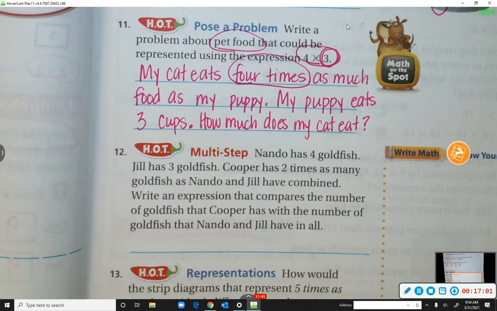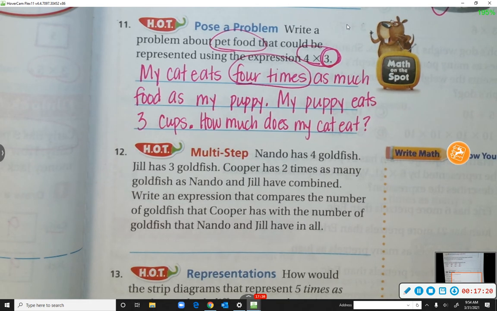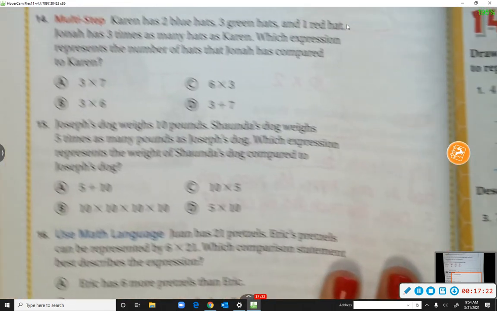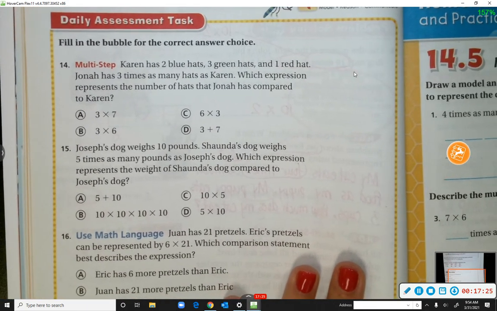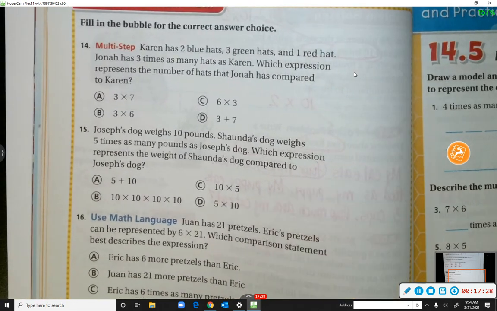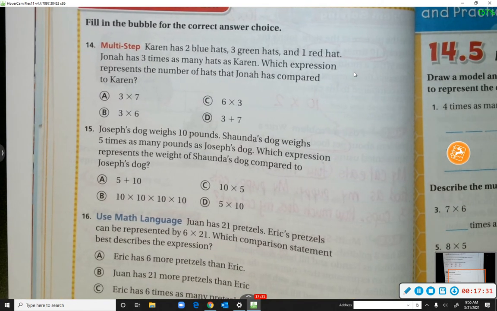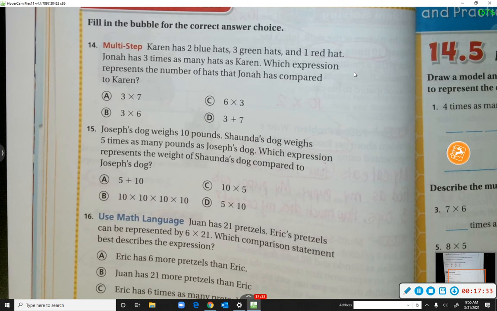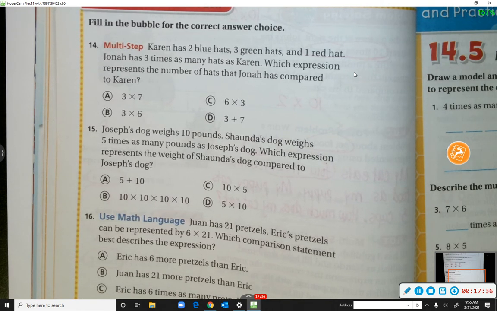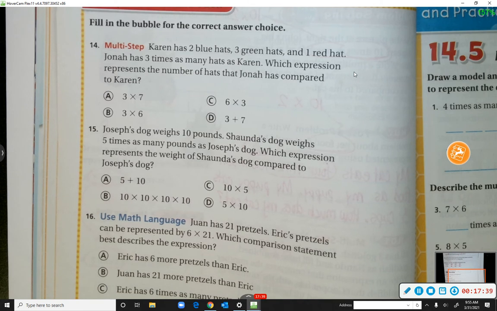So just like what we did over here where we filled in the blanks, but you had to come up with a whole problem instead. We got that? All right, let's look to the back. I'm going to go ahead and do these with you to save time. Okay, number 14. Who wants to read? 14. Javea, you can read.